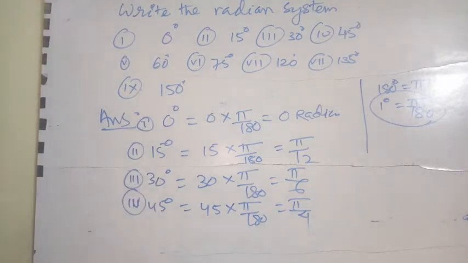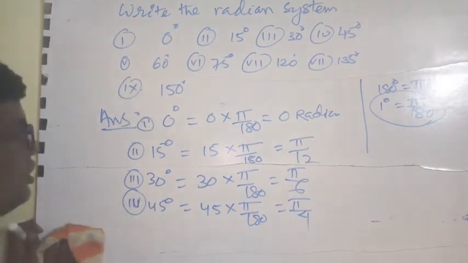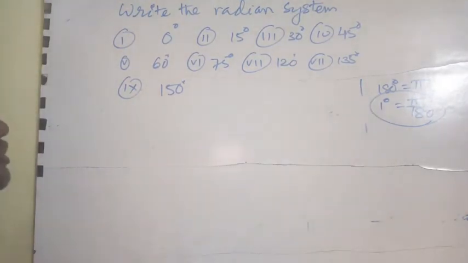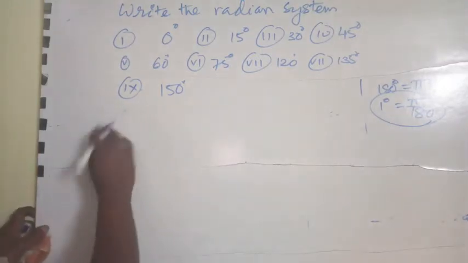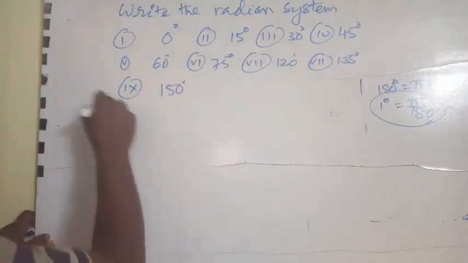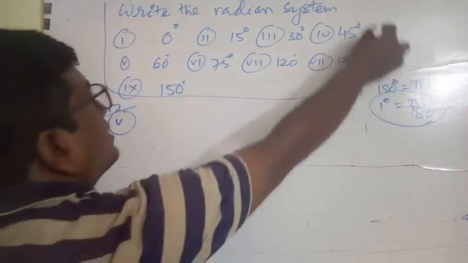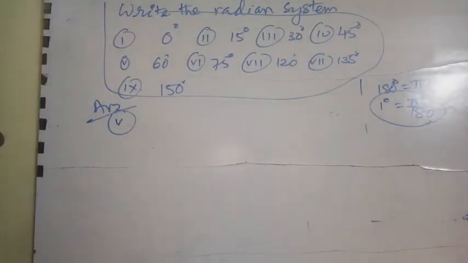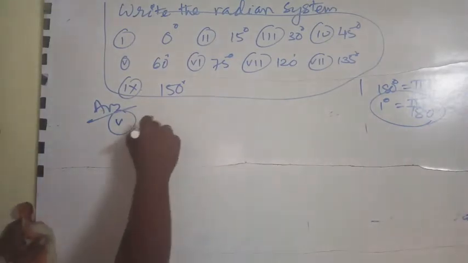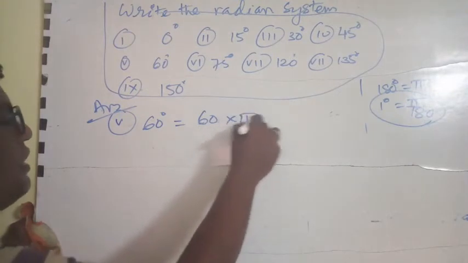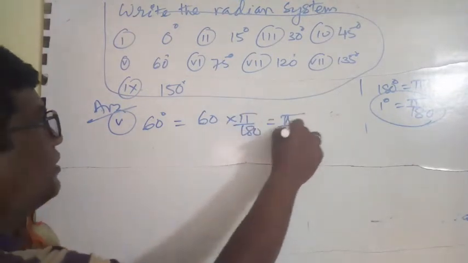Now answers 1, 2, 3 and 4 are completed. Fifth number, 60 degree. 60 degree is equal to 60 into pi by 180, that is equal to pi by 3.